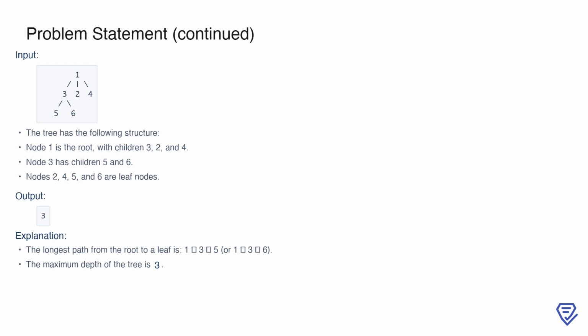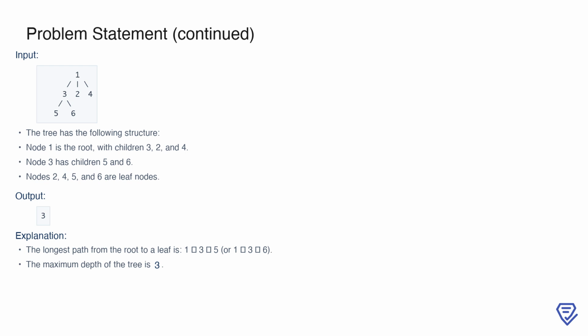Let's take a look at our first example. Here, we have an N-ary tree with the root node labeled 1. This root has 3 children, nodes 3, 2, and 4. Node 3 further has 2 children, 5 and 6, while nodes 2, 4, 5, and 6 do not have any children, making them leaf nodes.